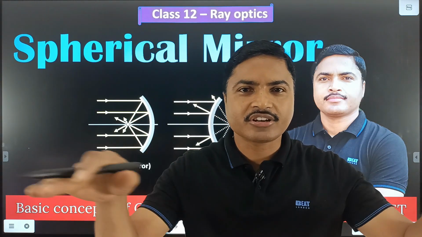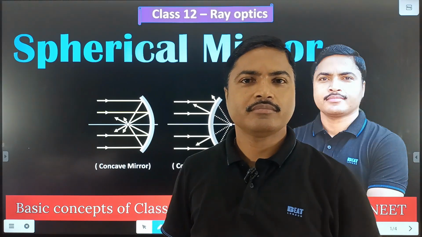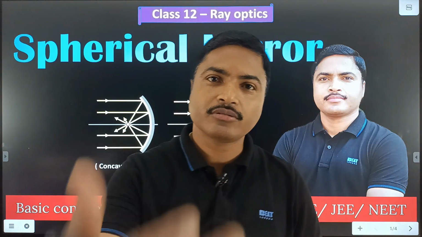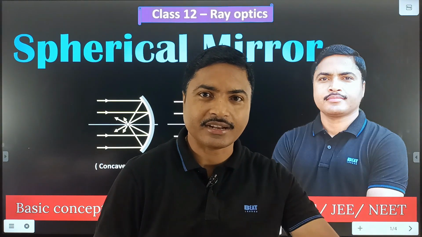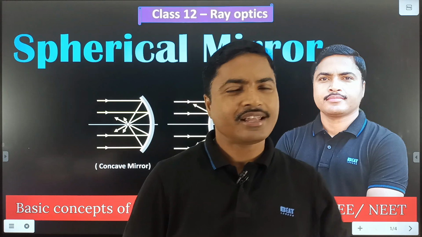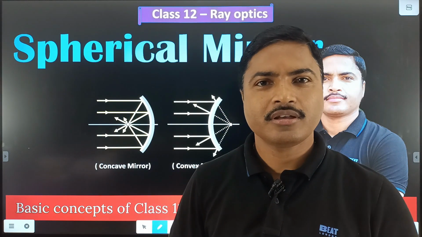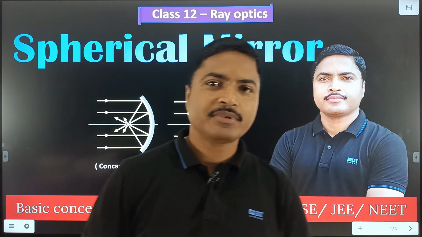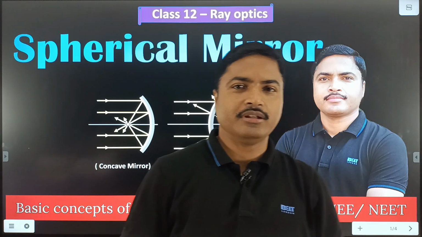Plane mirror means its surface looks like a plane, and one side of the plane mirror is coated with silver, and that is known as the non-reflecting surface. Another side is the glass surface, which is also a plane surface, and that is known as the reflecting surface. One is a non-reflecting surface, the other side is the reflecting surface, and the surface is a plane one, so that is known as the plane mirror.